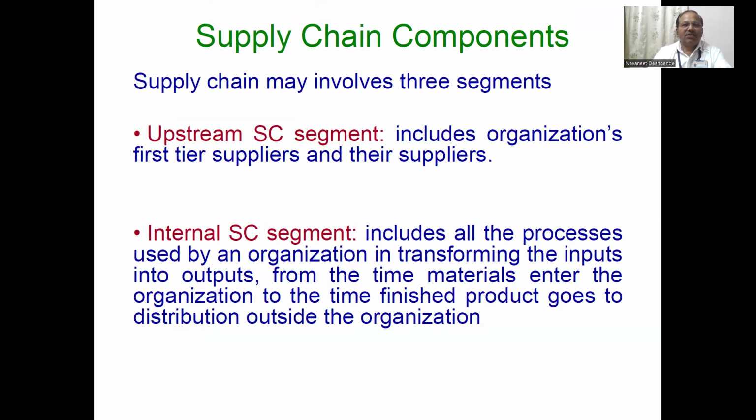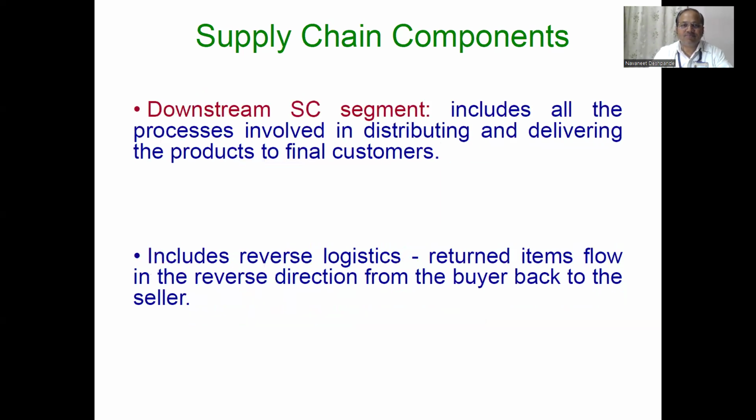So now let's move on to the supply chain components. Supply chain may involve 3 segments. As we all see, the upstream segment includes the organization's first tier suppliers and subsequent suppliers. Then the internal supply chain segment. It includes all the processes used by an organization in transforming the inputs into outputs, from the time materials enter the organization to the time the finished product goes to distribution outside the organization. The downstream supply chain segment includes all the processes involved in distributing and delivering the products to final customers.